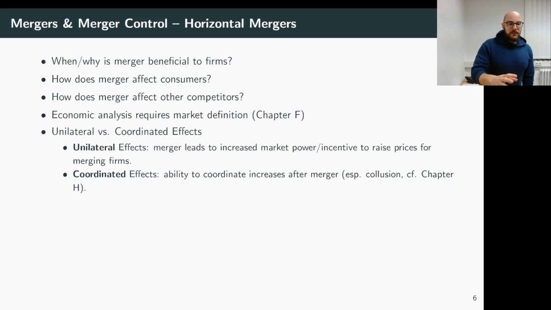And another thing is whether the merger generates unilateral or coordinated effects. It's important to keep that in mind, since these are terms that come up relatively often. And unilateral effects are basically coming from a situation where one firm is put in a more advantageous position after the merger, and this gives the firm an incentive to raise prices irrespective of what the other firms do. That's why the term unilateral applies. And then there's also the other term, which is called coordinated effects, and that is the ability of the firms to coordinate, or the increased or enhanced ability to coordinate post-merger, right? And especially this is an issue when we talk about collusion, and we will talk about collusion in chapter H, and that's really a big concern here.